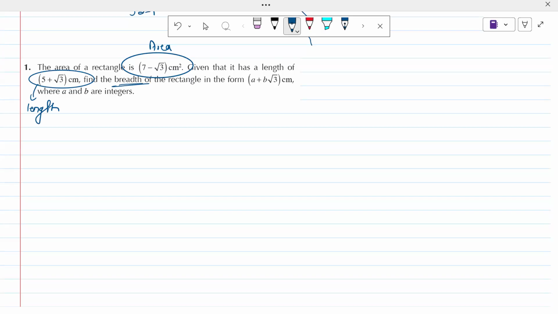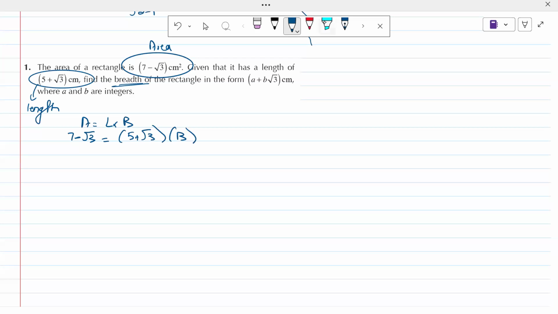As it is about the area of a rectangle, we have to start with the area of rectangle formula. Area is equal to length times breadth. Area is given as 7 minus root 3. Length is 5 plus root 3. And breadth is something we need to find.